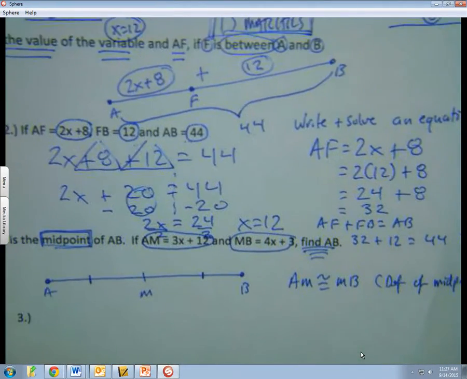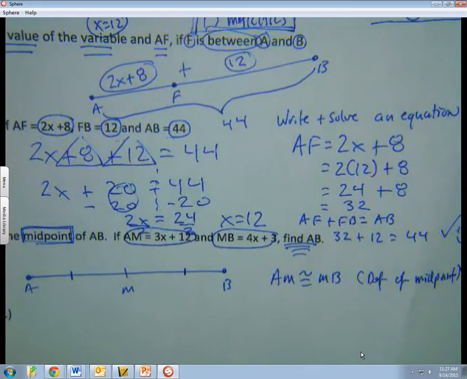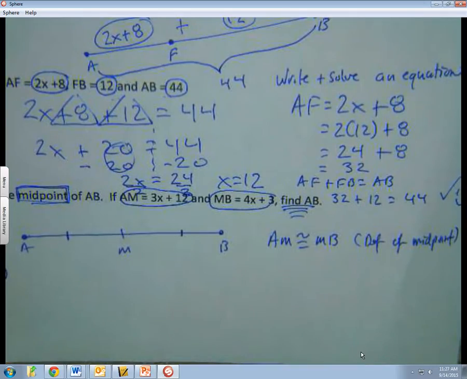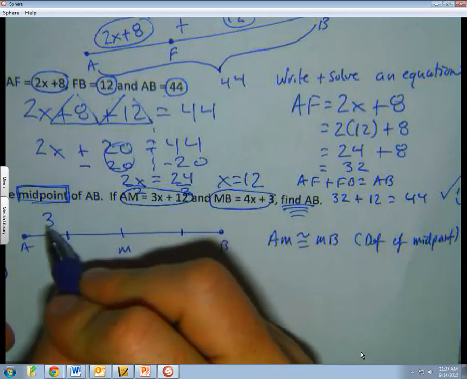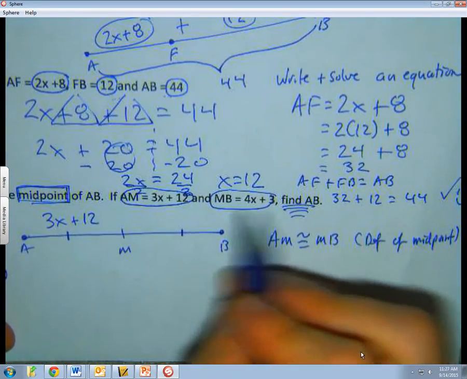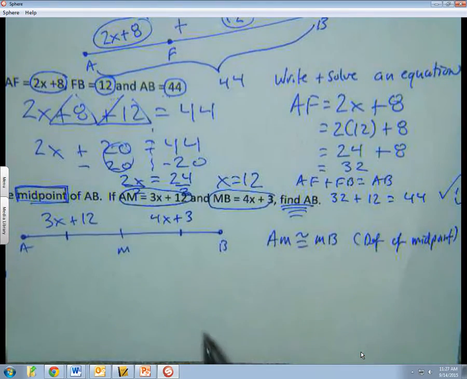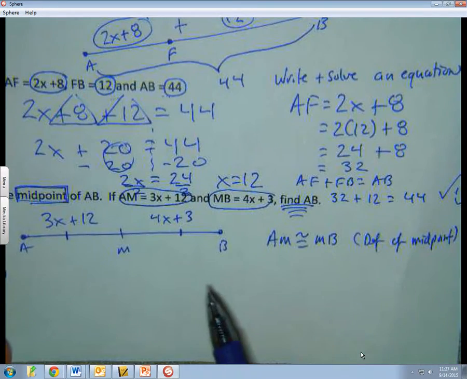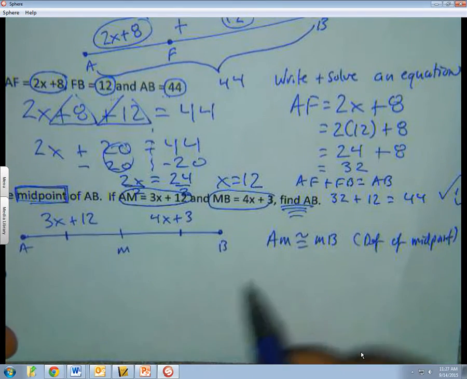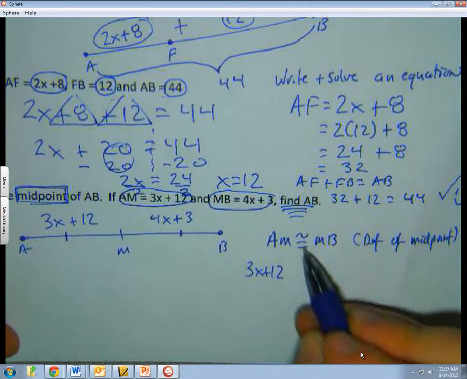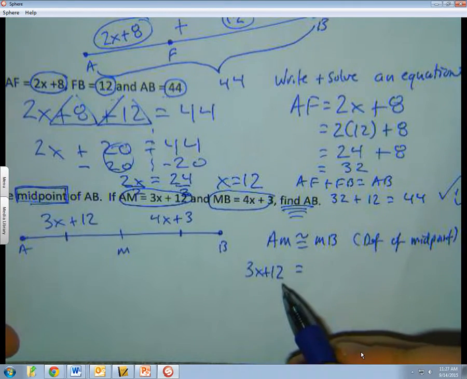Okay, so now we're just gonna fill in what we know. AM is 3x plus 12, and MB is 4x plus 3. Well, if these two things are congruent, that means, let's just plug it in. AM is, and congruence is another way of saying that they're equal, 4x plus 3.